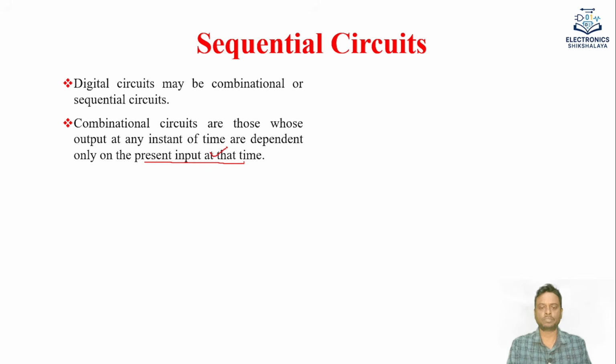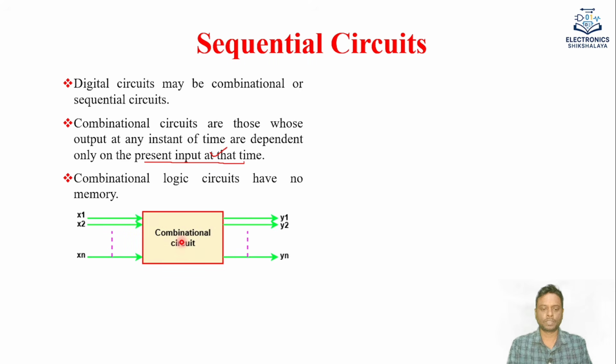So combinational circuits are circuits in which the output at any instant of time depends upon the present input only. As I have told you, a combinational circuit does not have any memory elements or storage elements, so it does not have any storage capability. This is the logic diagram of a combinational circuit. It takes the inputs x1, x2, and so on, and produces the outputs y1, y2, and so on. The combinational circuit may have logic gates, so it takes the inputs and produces the outputs.